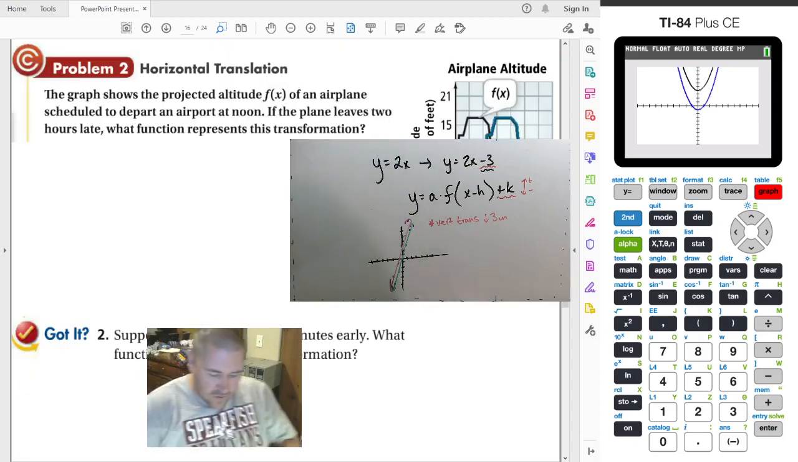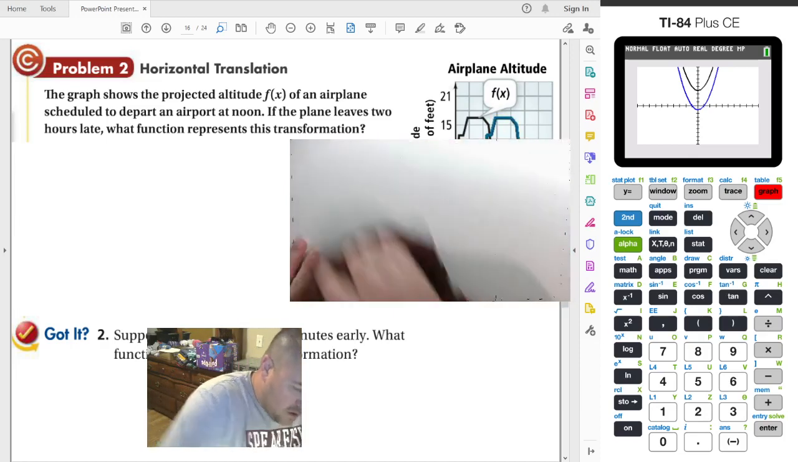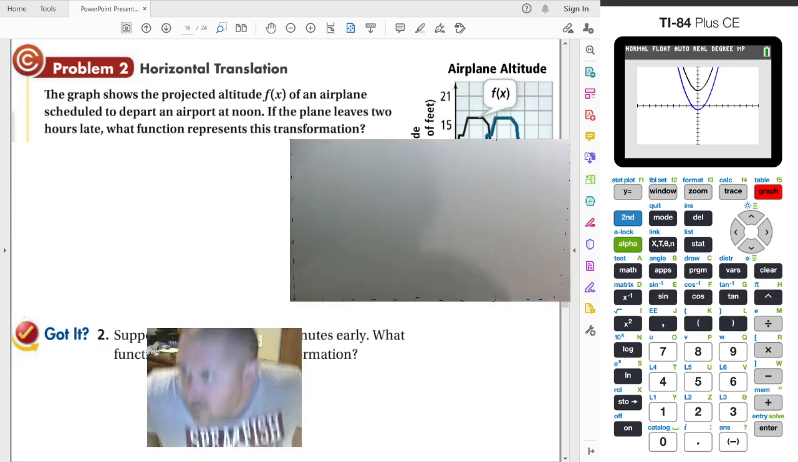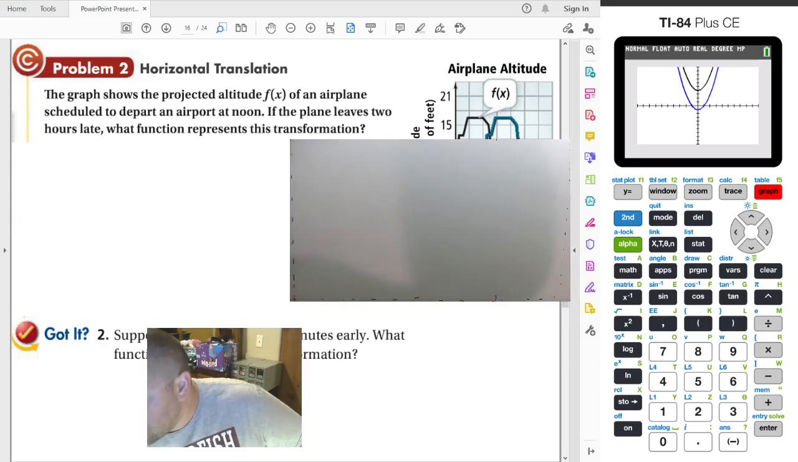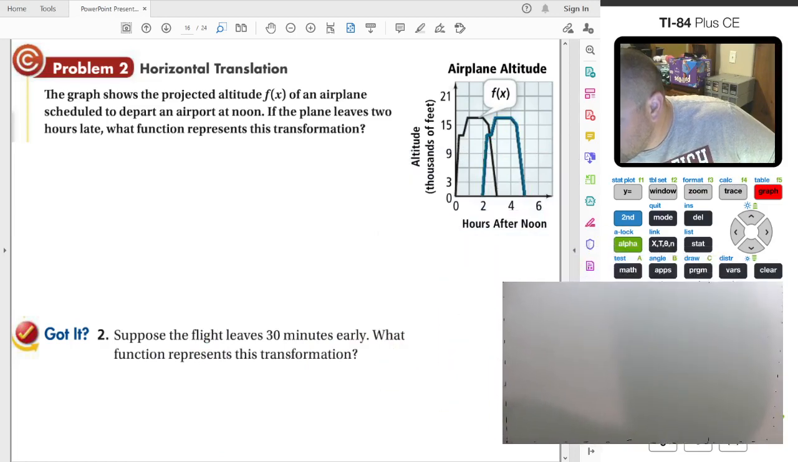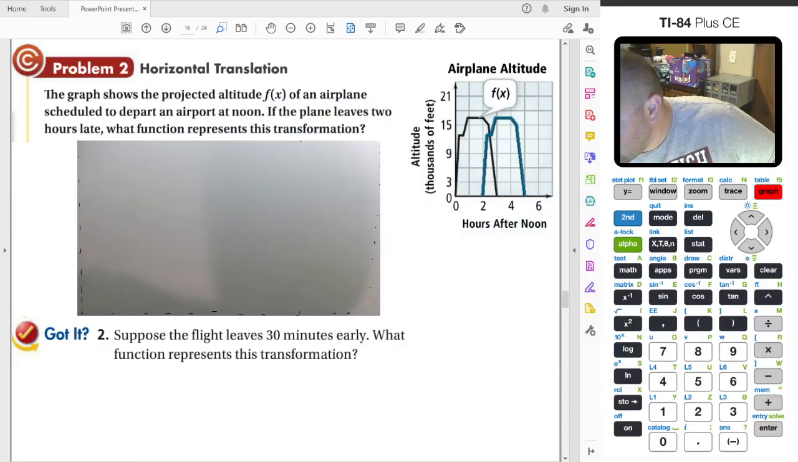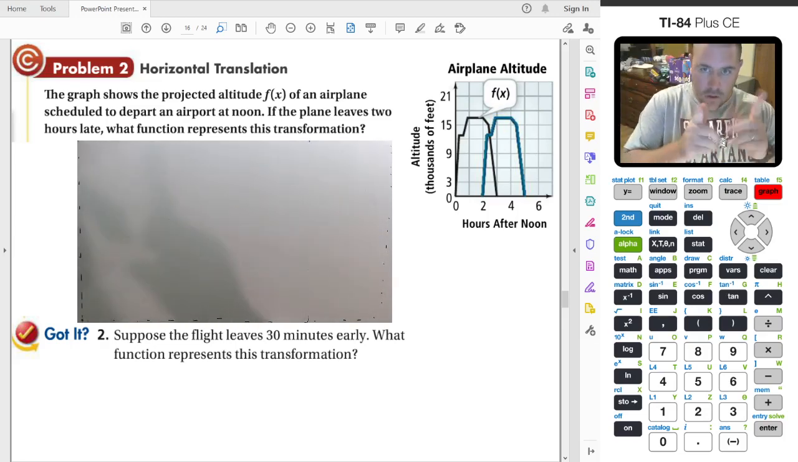Okay, horizontal translations. Okay, I already talked about how... Oh, I gotta move that again. Move my melon back up here. Move this down here. Oh no, we'll put me right there. Yeah, okay, good stuff.